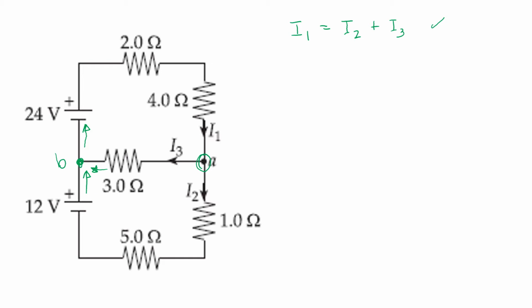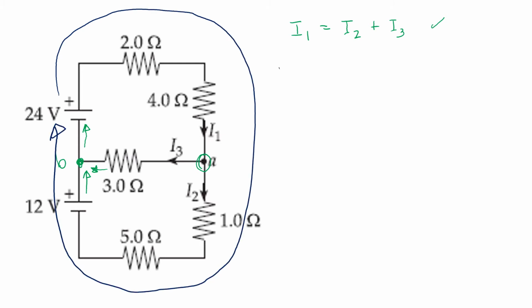Now let's go to a loop, and so the first loop I drew was all the way around, so I'm going to start with that one, loop 1. Loop 1, I'm looking for rises, and those have to equal the drops. Right? I'm going to use Ohm's law here, V equals IR, that we've talked about before. So I'm just going to start here at the battery. This battery puts in 24 volts.